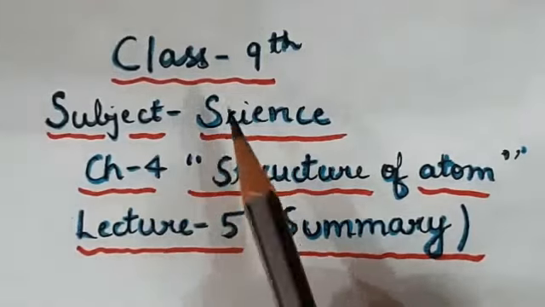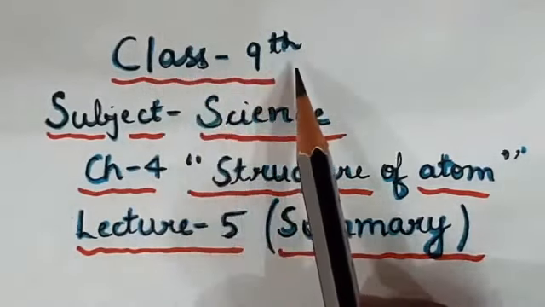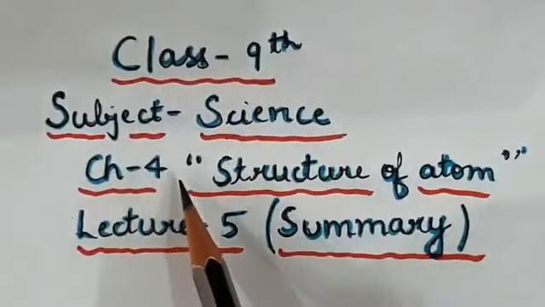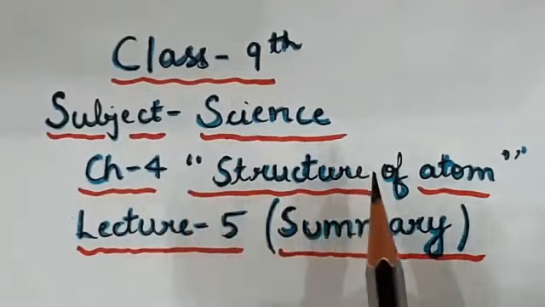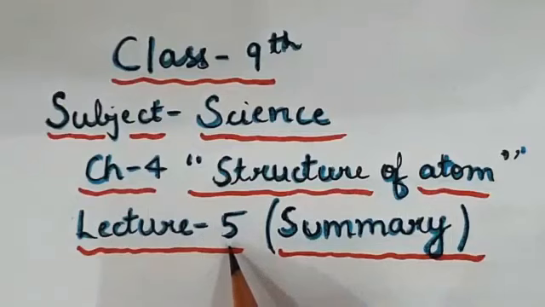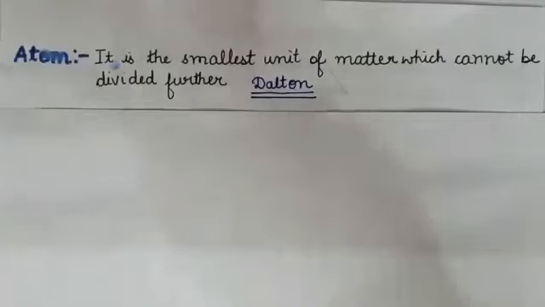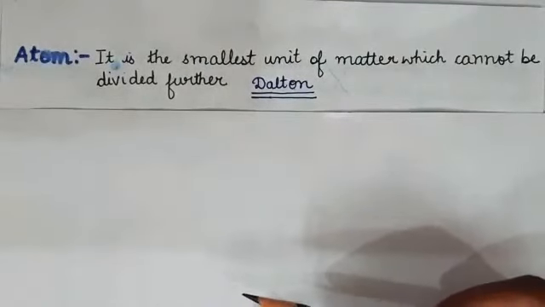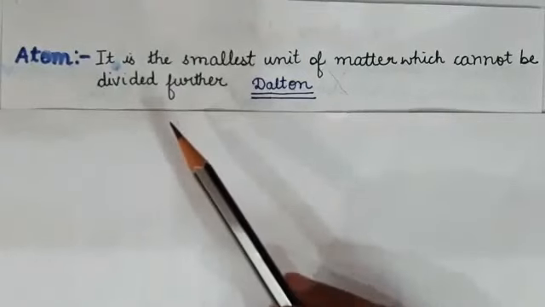So this video is for the students of class 9th, subject science, chapter number 4, that is structure of an atom. This is your lecture number 5. In this lecture, I would be taking the summary of the whole chapter, covering all the topics in a nutshell. So let's start. In the previous chapter, you studied about atom.